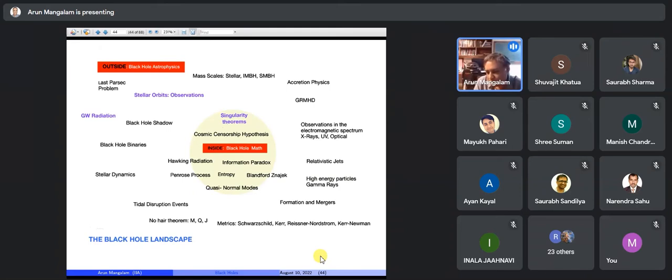There are largely four kinds of metrics which are important. One is Schwarzschild, that is a spinless, chargeless black hole. Then there is a spinning, chargeless black hole, which is Kerr. And then the Reissner-Nordstrom, which is a charged but non-spinning black hole. And then the Kerr-Newman, which is both spinning and charged. So these are the four kinds of metrics.